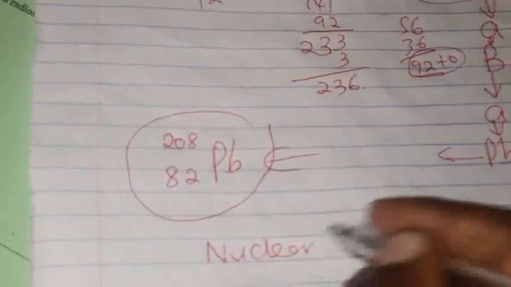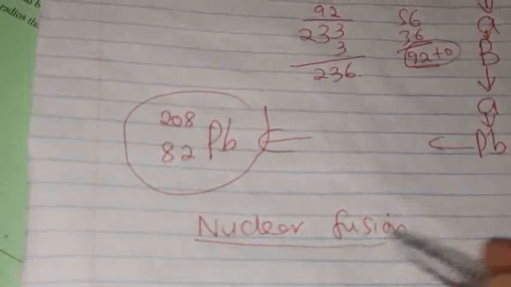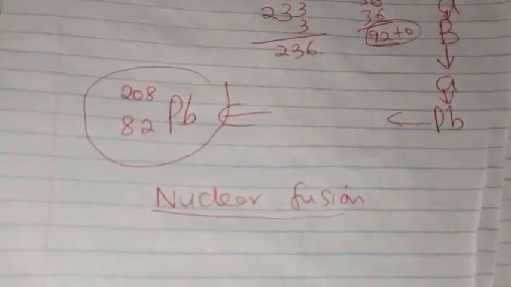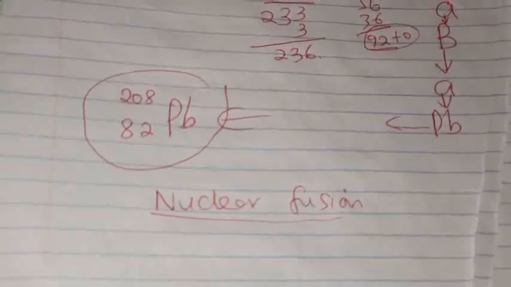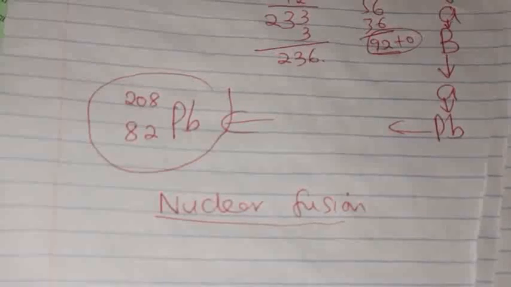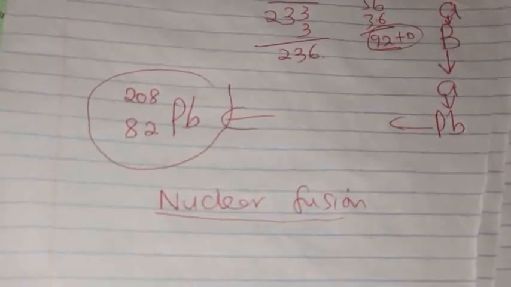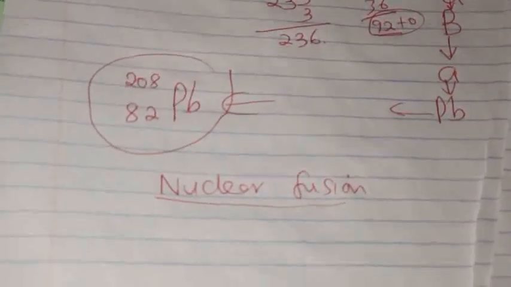The other one is called nuclear fusion. With nuclear fusion, what happens is this: 2 smaller nuclei combine together when they are made to collide at high velocity. This fusion results in the formation of a heavy nuclide. The process is also accompanied by liberation of a large amount of energy.